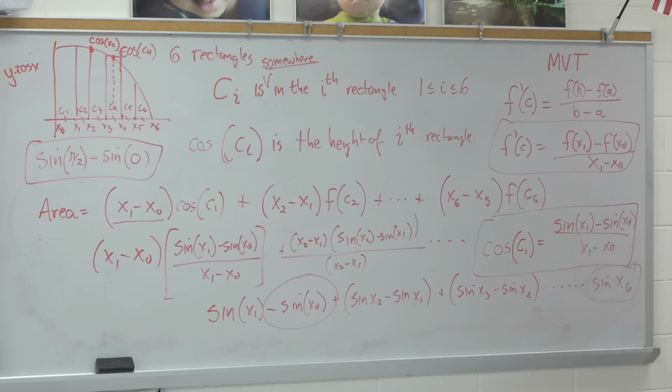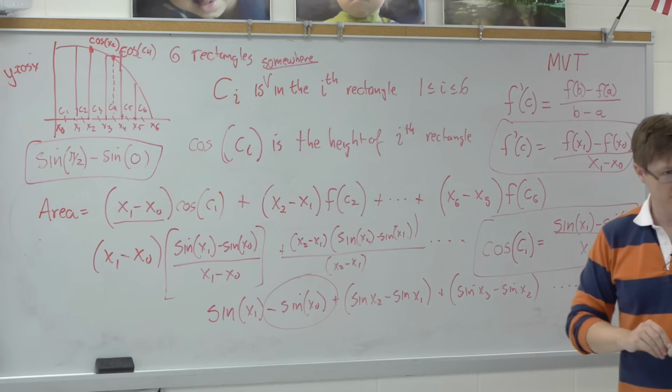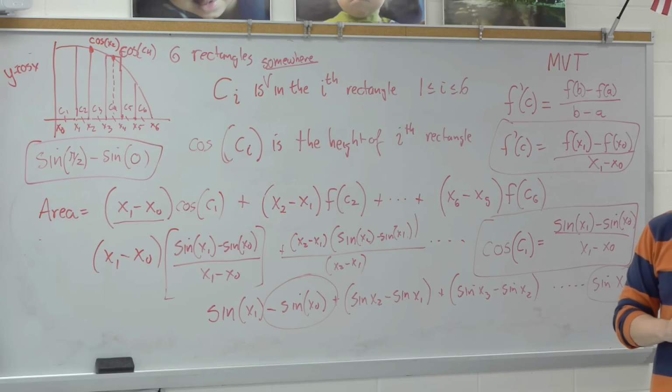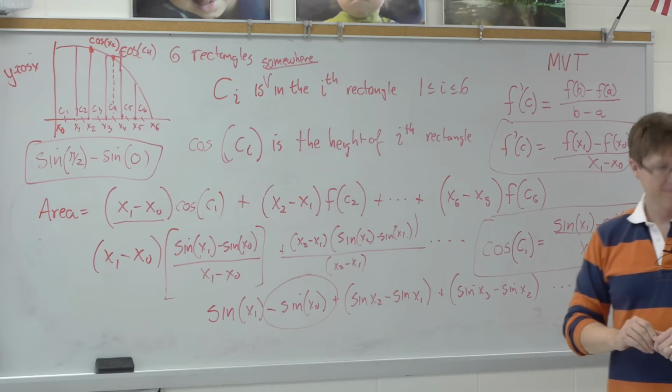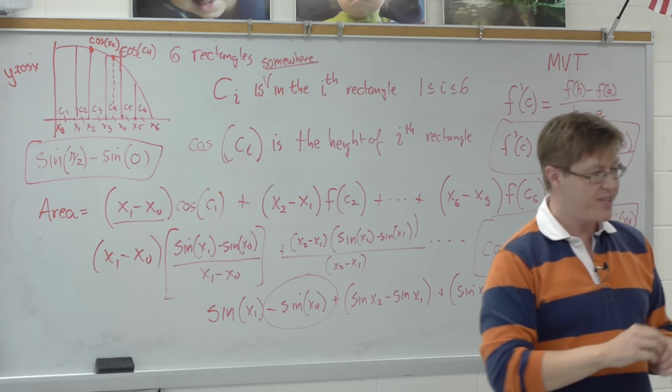What's sine of pi over 2? 1. Thank you. So if you went lower, if we had only 3 rectangles, it'd still be just that. Even if you just did 1 rectangle, it would still be the same area.